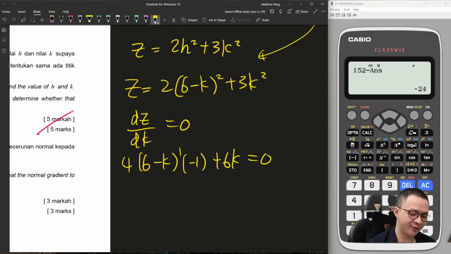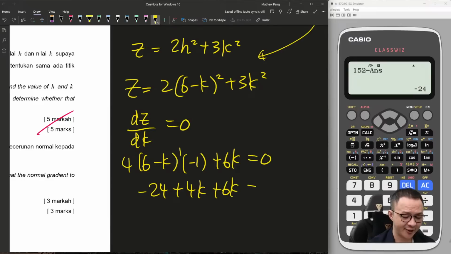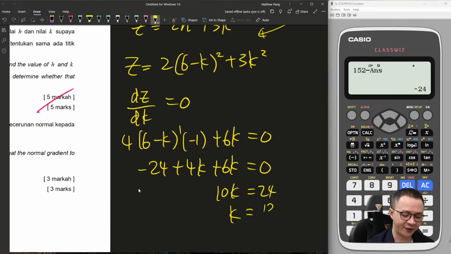Yeah, we will need to simplify this one, I guess. Negative 24 plus 4k plus 6k equals 0. So 10k equals 24. So k should equal 12 over 5. Yeah, we got the k value.